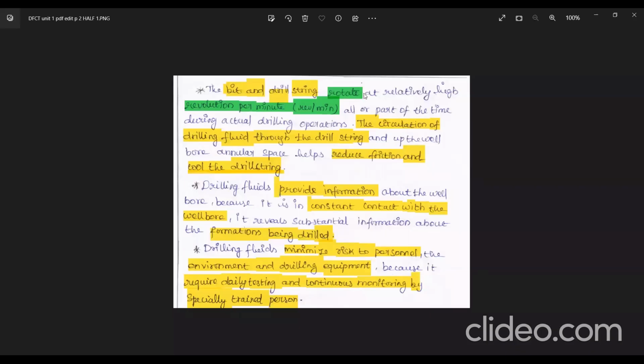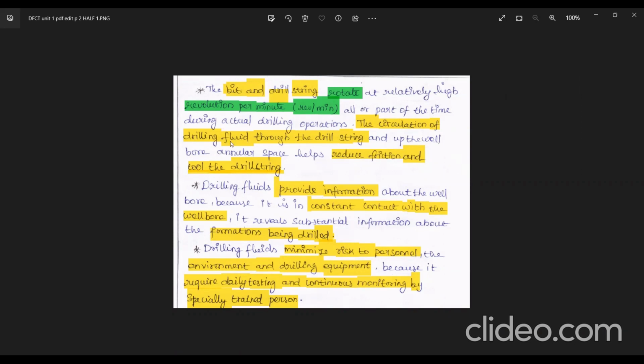The bit and the drill string rotate at relatively high RPM, meaning rotations per minute, but we are actually talking about revolutions per minute, REV divided by MIN. This is the unit. The drill bit and the drill string rotate at relatively high RPM. When we talk about the drill bit, we will be talking about RPM, and now we are talking about the drill string as well as the drill bit. So we have to notate it with two terminologies: one is RPM, another one is REV divided by MIN. It is revolutions per minute.